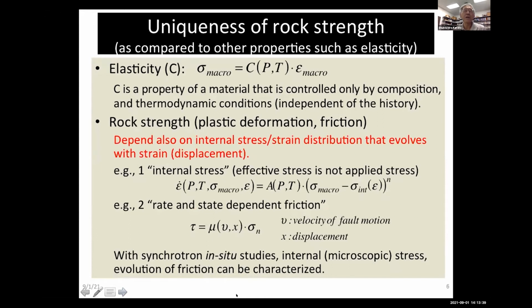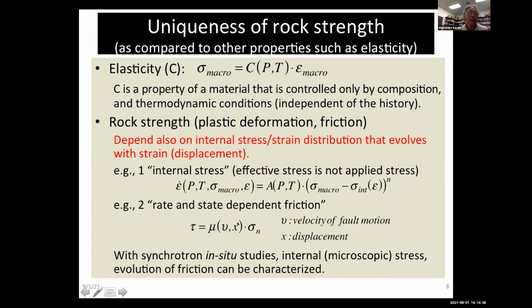So in this slide, I summarize some of the uniqueness of rock strength as compared to elasticity. As I mentioned earlier, elastic constants are related to macroscopic stress and strain, and elasticity is a property of the material itself. It depends on pressure, temperature, and composition, but has nothing to do with history. In contrast, rock strength, plastic deformation or friction, is very sensitive to the internal structure or conditions of the materials, not just the applied macroscopic stress. For example, plastic deformation rate is, of course, dependent on applied macroscopic stress, but the internal stress also plays a very important role, in contrast to elasticity.